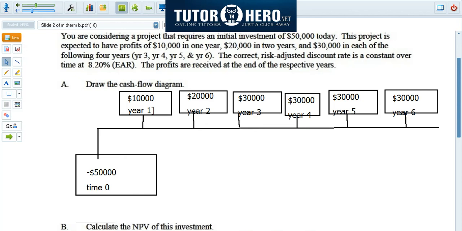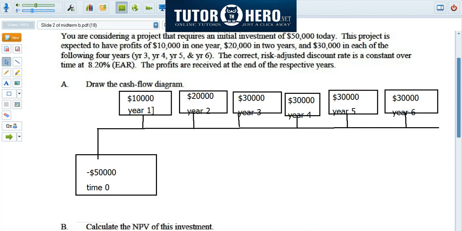So a cash flow diagram, when you're completed with it, should look something like this. It may not be as nice if you're drawing it on a piece of paper. If you have unlimited time to produce it, it may look even nicer, but it should end up something like this. And that's the starting point of all such problems. Now, the next part of the question, this is the last part that we're going to do, is to calculate the net present value of this investment.